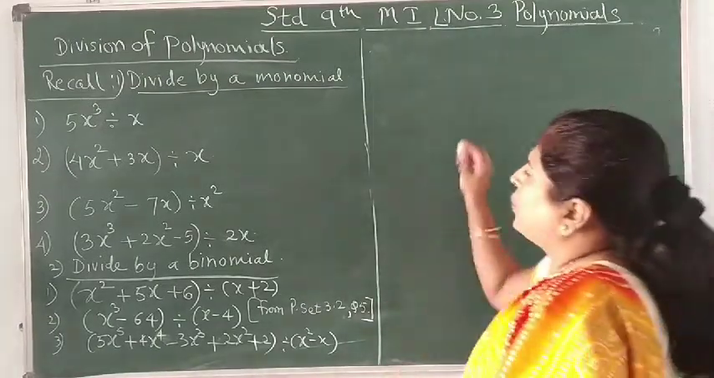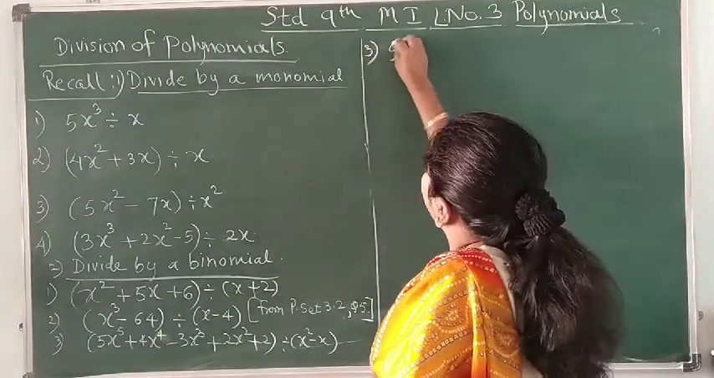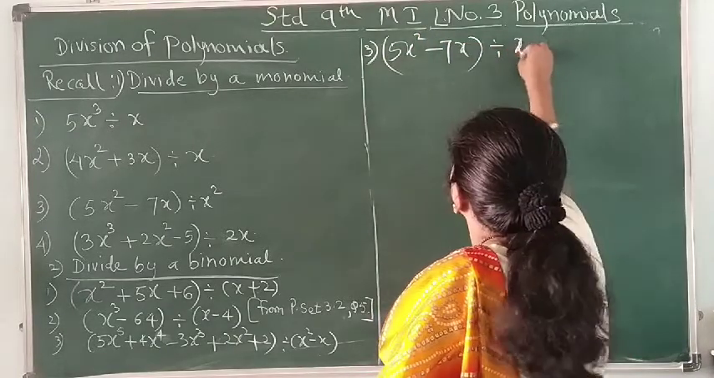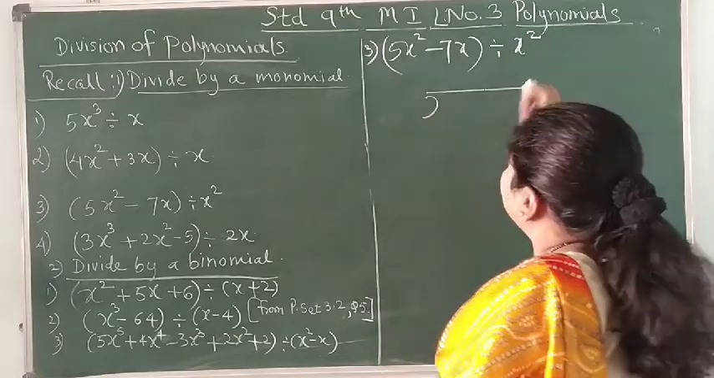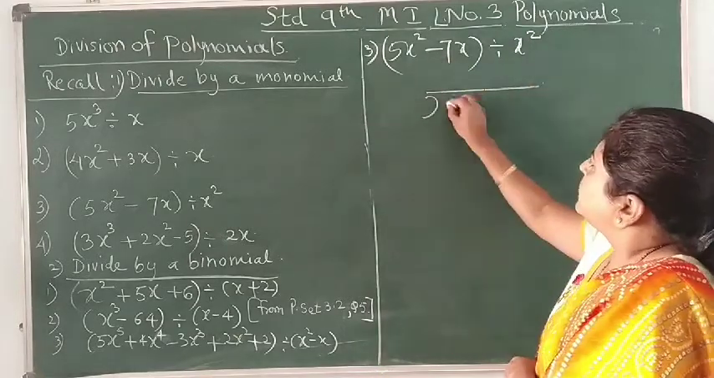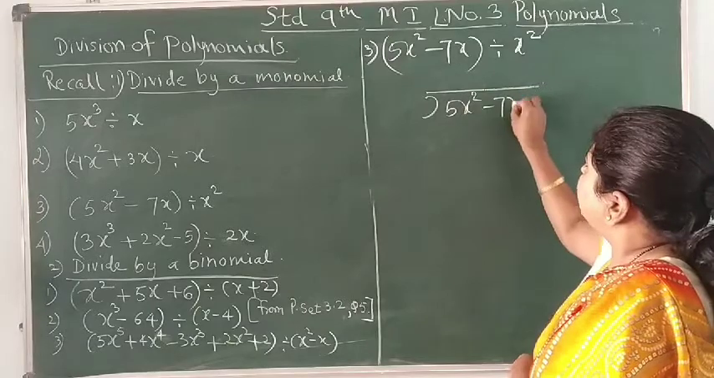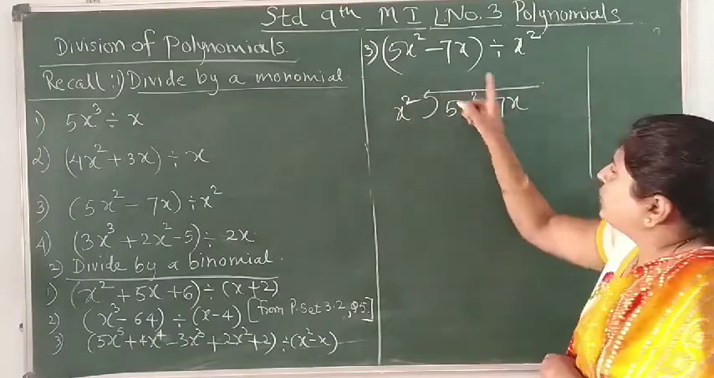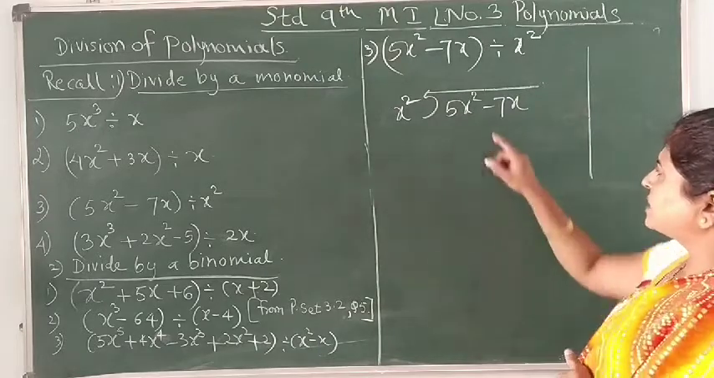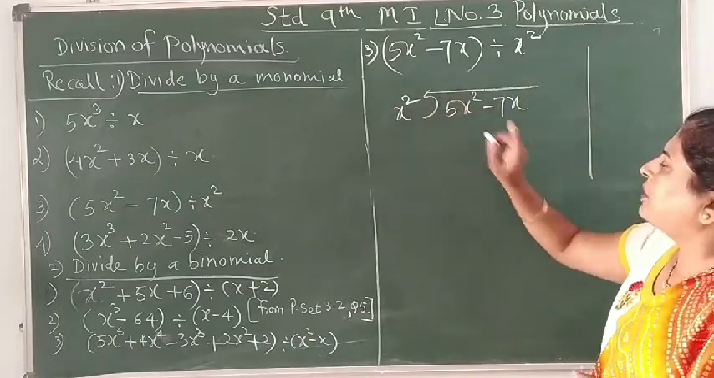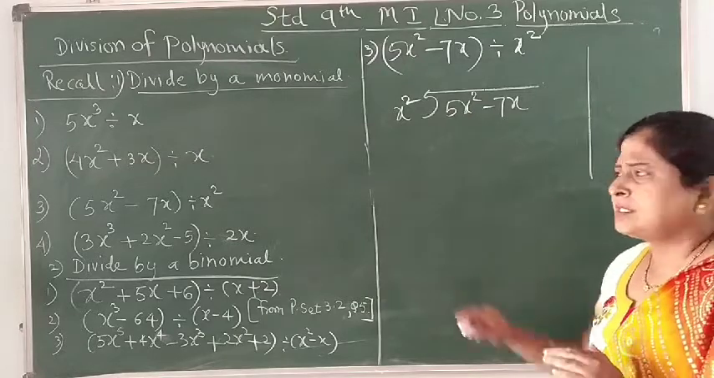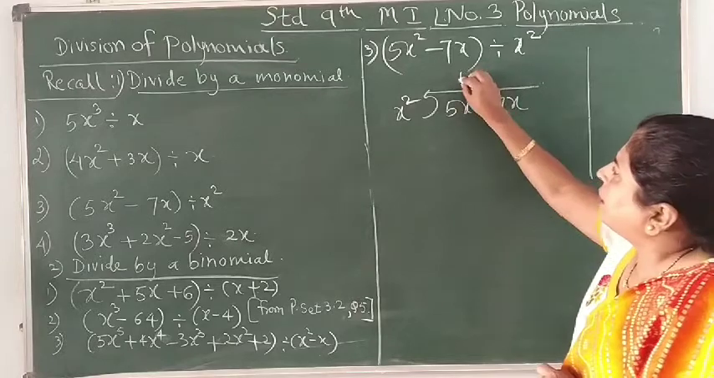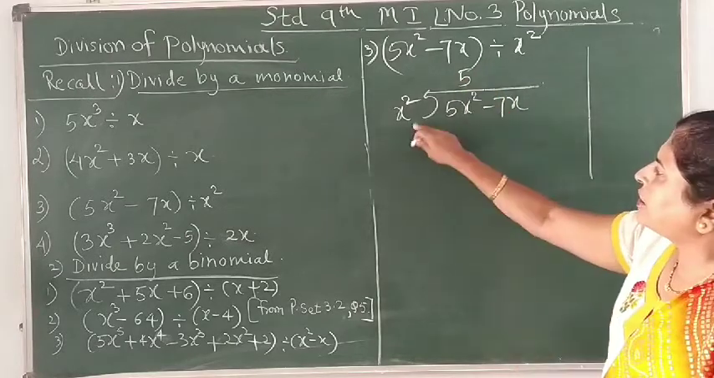It is 5x square minus 7x. We have to divide it by x square. Now let's write the dividend, that is 5x square minus 7x, and we have to divide it by x square. Now what should be written in the quotient such that the product of x square and this should be 5x square. Now you can see easily that here you have x square, so you have to multiply by just 5. So if you write 5, the product is 5x square.